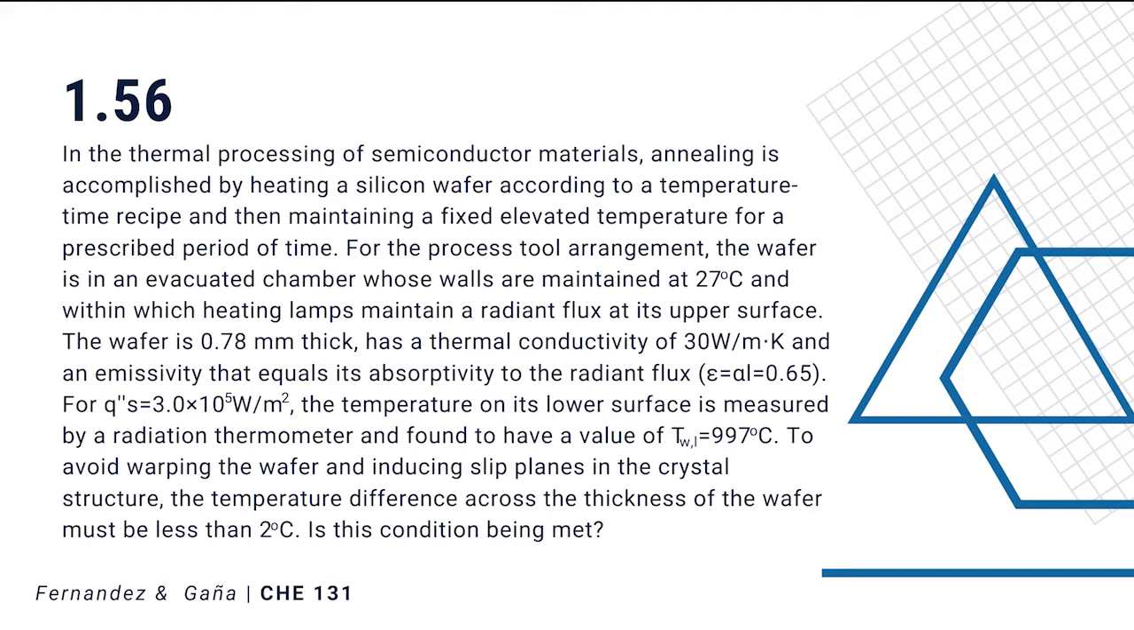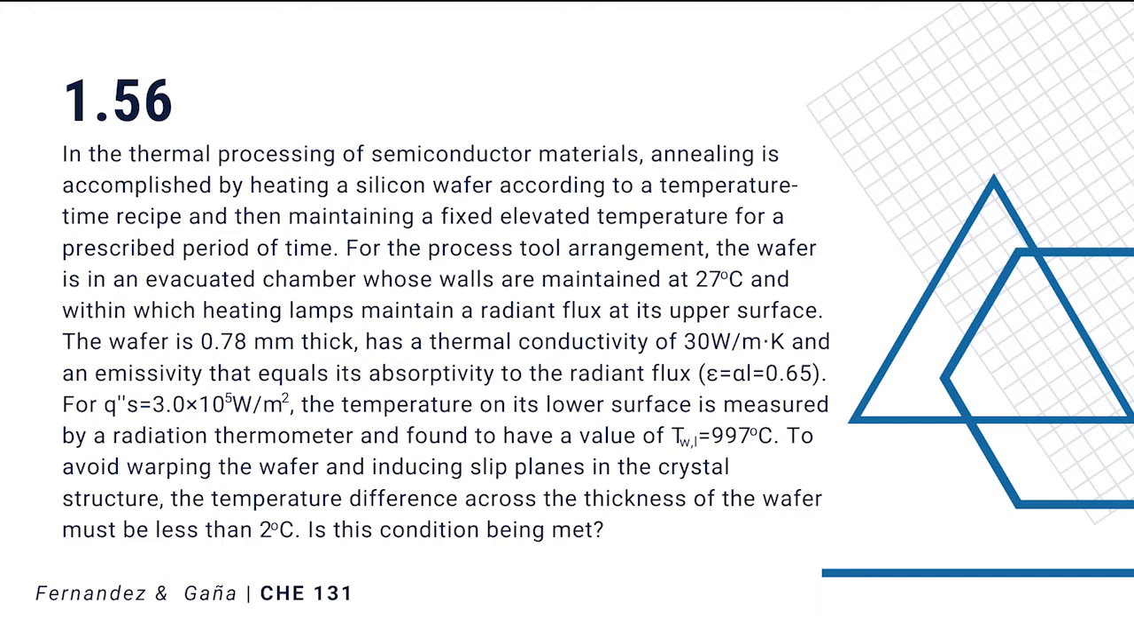For the process tool arrangement shown as follows, the wafer is in an evacuated chamber whose walls are maintained at 27 degrees Celsius and within which heating lamps maintain a radiant flux at its upper surface. The wafer is 0.78 mm thick, has a thermal conductivity of 30 watt per meter Kelvin and an emissivity that equals its absorptivity to the radiant flux, which is 0.65. For the heat flux of 3 times 10 to the power of 5 watts per meter squared.